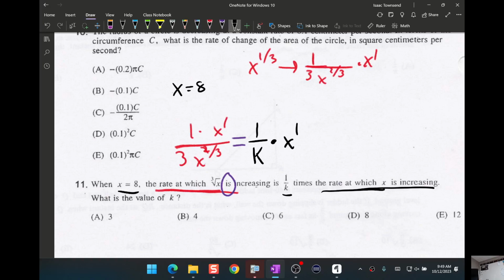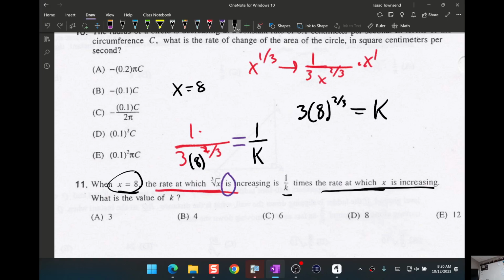Well, I really only need to know when this happens, when x equals 8. So let's plug in an 8 here. Both sides of this equation have an x prime, so let's just divide both sides by x prime. That goes away. Both of these have a numerator that's already 1, so if I want these to be equal, I really just need the denominators to be equal.